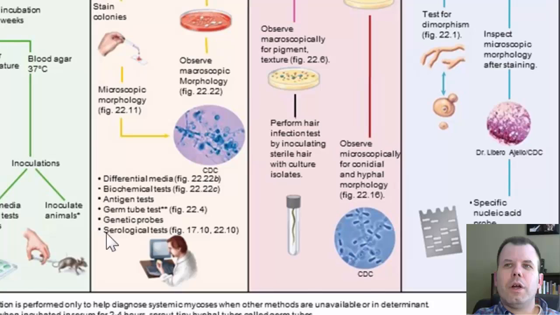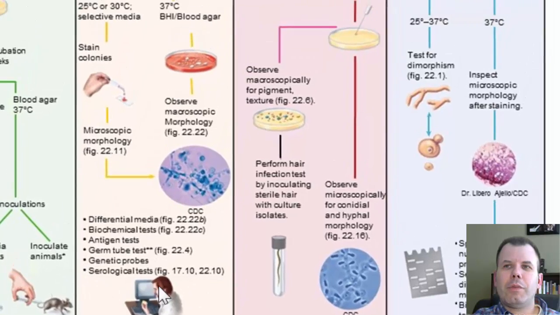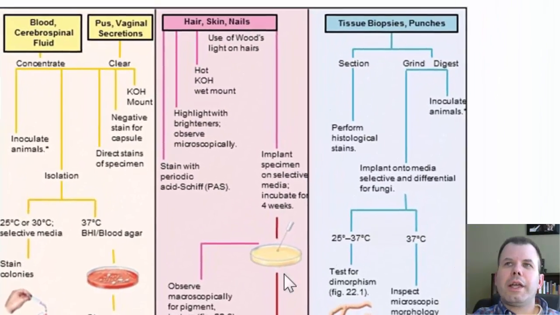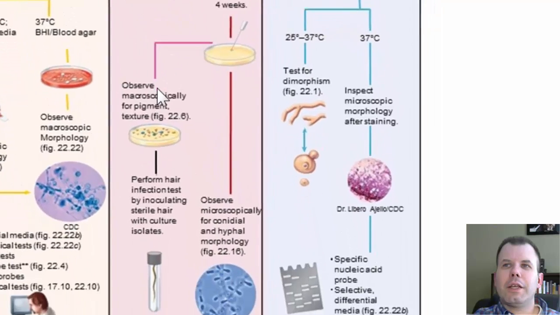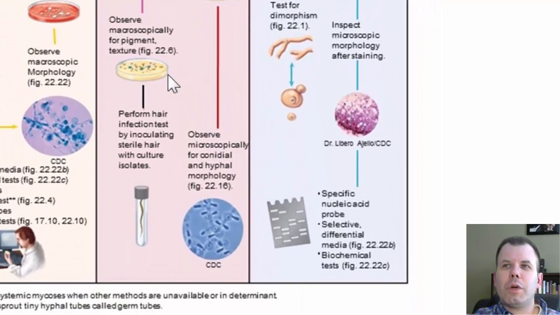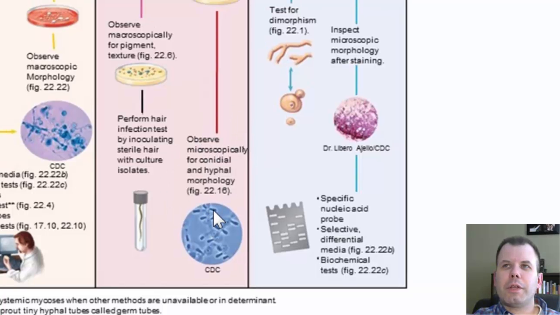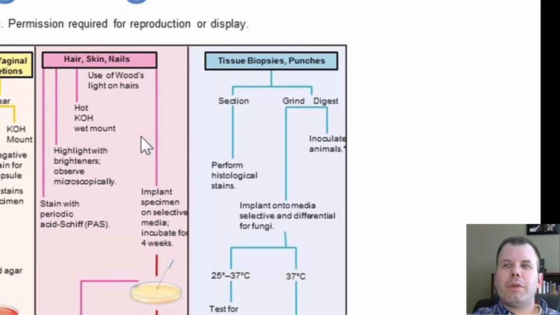And you can, again, do a number of different tests to look at how they're growing. Again, hair, skin, and nails, a lot of times it's removal of those tissues and then looking at it under the microscope, sometimes incubating it on selective media, and looking macroscopically to see what grows. But again, there are a lot of different ways to look at that. And then finally, the tissue biopsies and punches, where they actually take small pieces of skin.